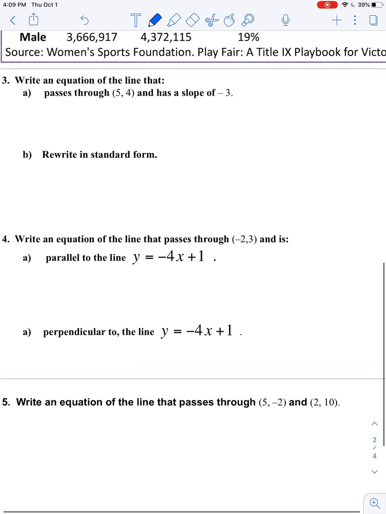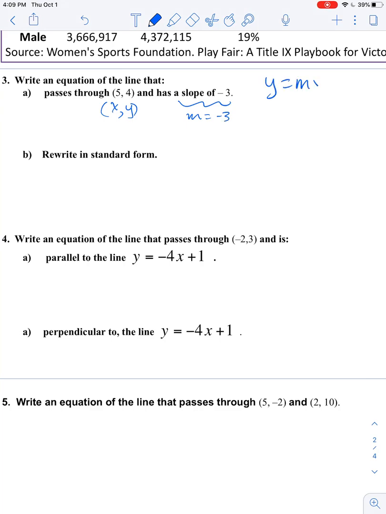This is the nuts and bolts of going back to what we did yesterday or whenever you watch the chart video. It's telling me that it's going to pass through 5, 4. So that's my X and my Y situation. And then it has a slope of -3. So in this case, the slope was given. And that was one of the 4 ways we can find slope.